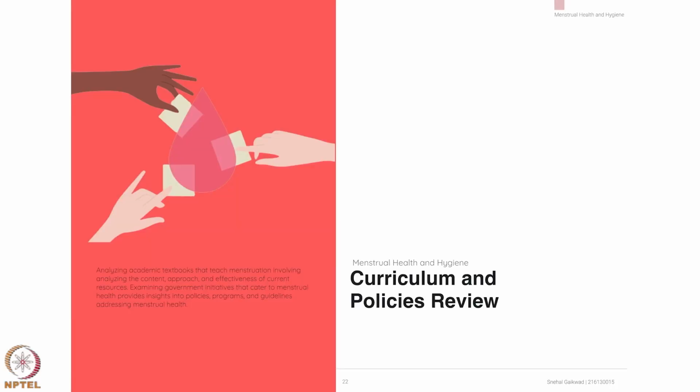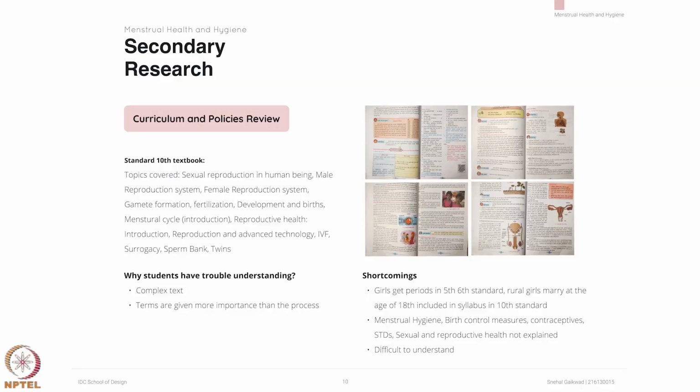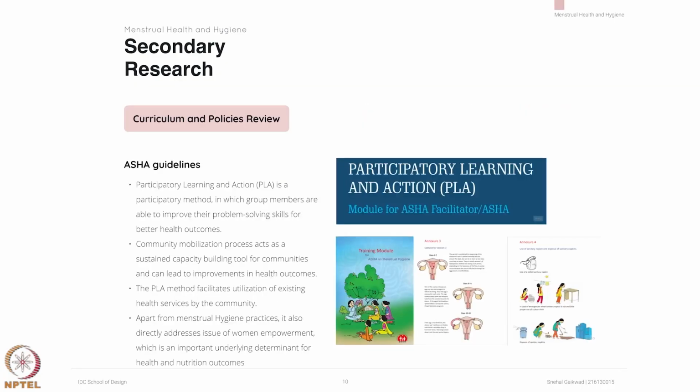Then I looked at what our state board curriculum teaches about menstruation. Menstruation is introduced in 10th standard, but girls get periods in 6th standard. So for this 4-year gap, all they know is from their mother or their friends, or from the internet, which is half knowledge. Then I looked at government policies.